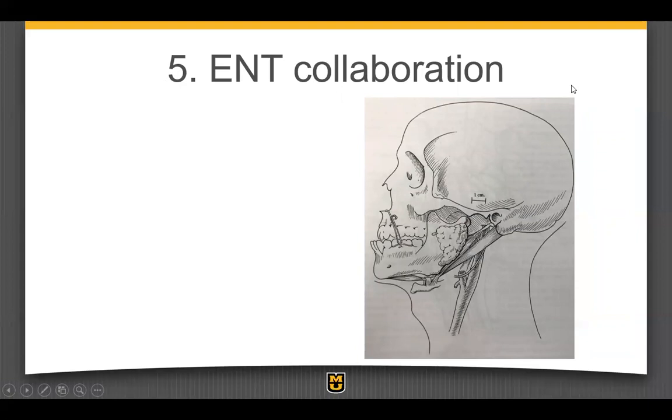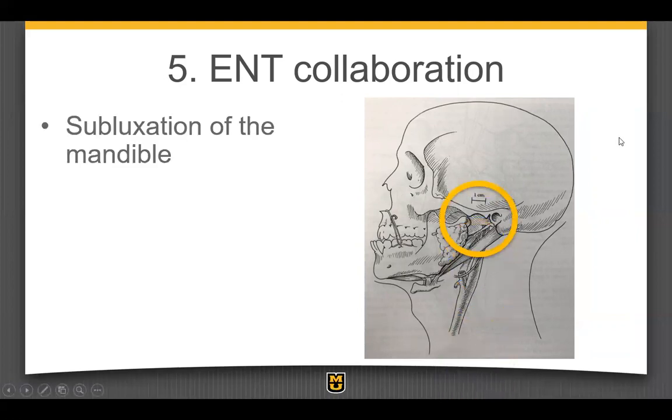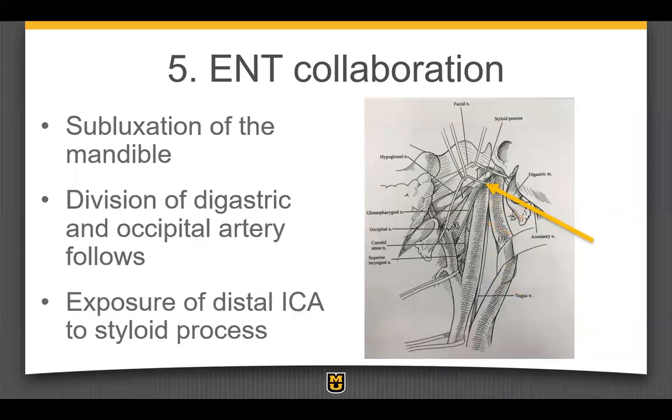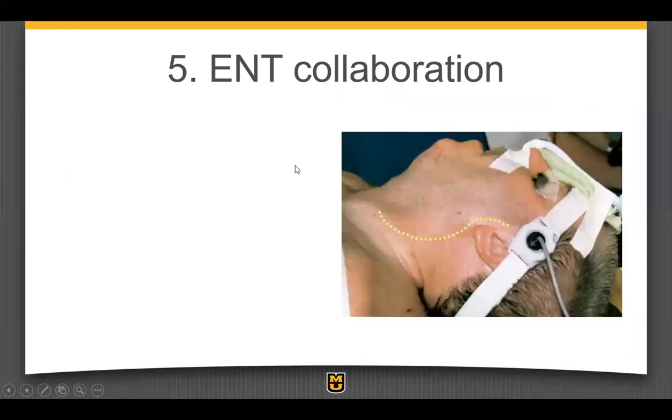Other maneuvers that can be utilized involve collaborating with ENT colleagues or skull-based surgeons who have experience in this region. Subluxing the mandible here allows you to essentially gain about 1 centimeter here of additional space. And once you've divided the posterior belly of digastric, the distal internal carotid artery is much more accessible. Here you can see in this manner, you really have a large amount of exposure here, and this should allow the operation to proceed without undue concern.